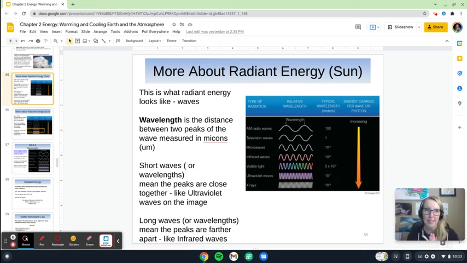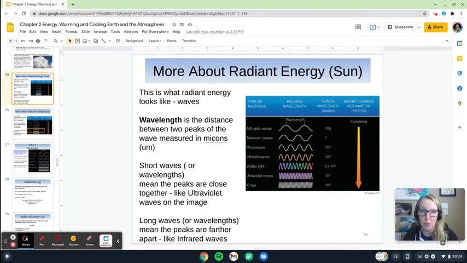Okay, so let's dive right into chapter 2. Now we're going to switch gears and talk about radiant energy. So radiant energy is the energy that comes from the sun. We're going to dive a little bit deeper. The way that we evaluate radiant energy is through wavelength. Remember we talked about electromagnetic or radiant energy comes in waves.